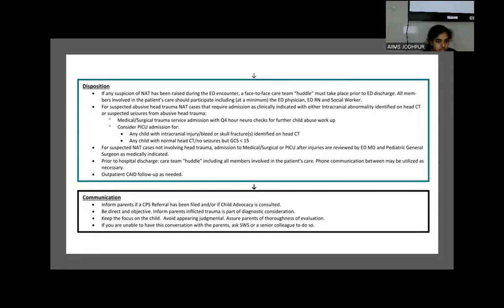And there is always a point of being direct and objective, and the parent should always be informed that it is also a part of the diagnostic consideration that the parents are also kept under suspicion, and the focus should be on the child, and the child also should not be interrogated at any point of time, and there should also be a psychological evaluation at that time.